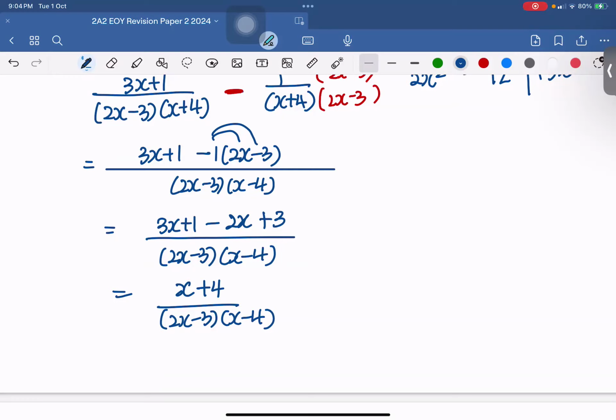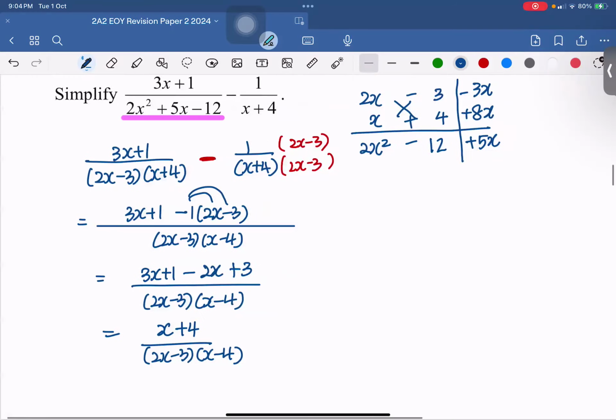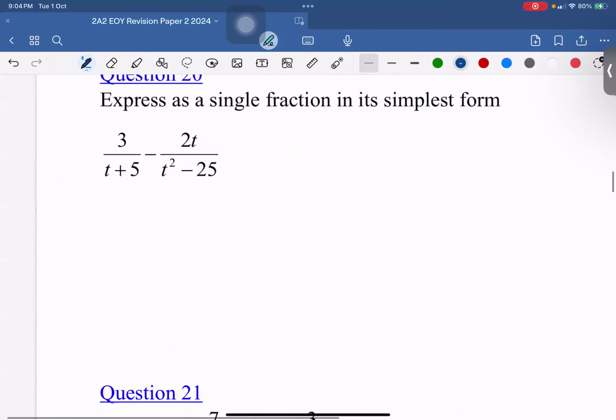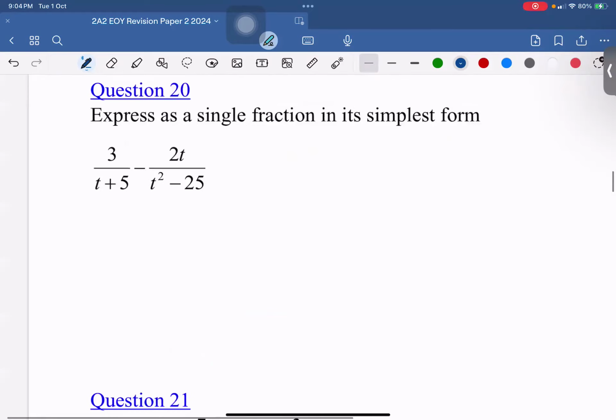Okay, so this one is the answer for this. Next question, something similar. This one, what do I need to do to the denominator? Make the same.